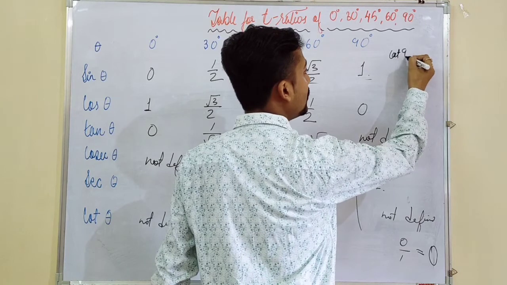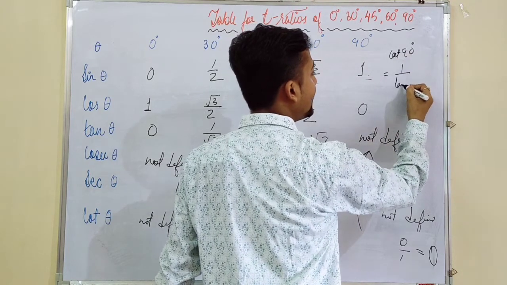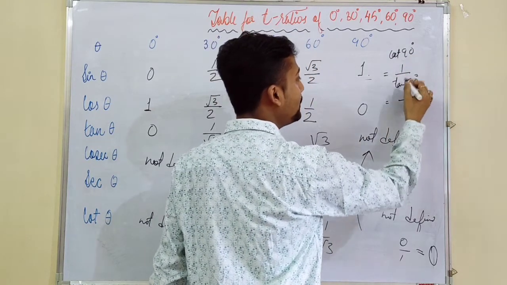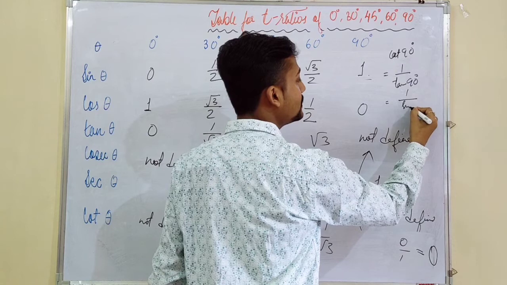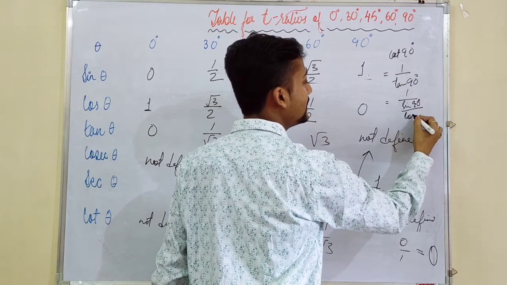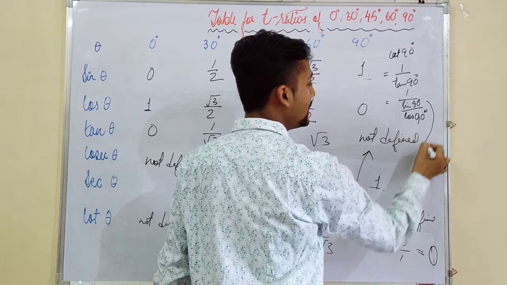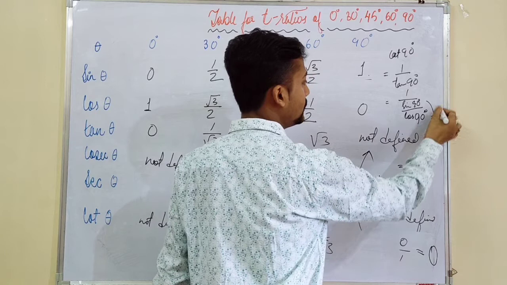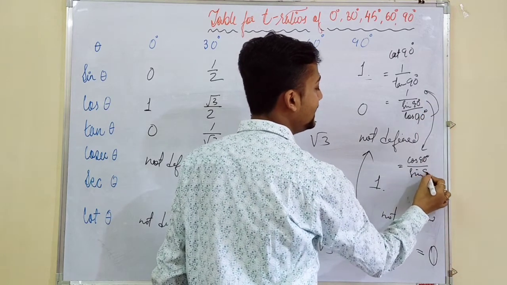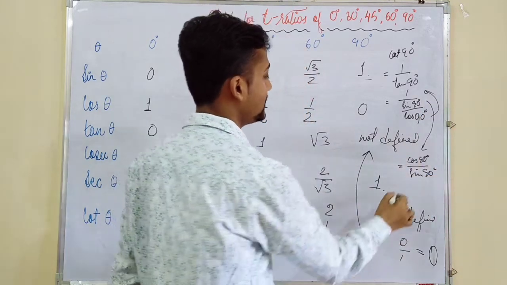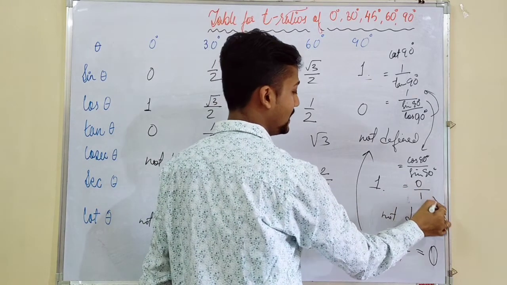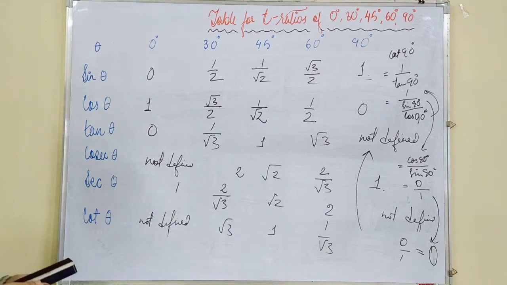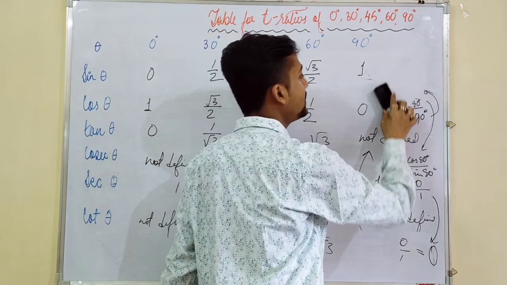Cot 90 is equal to 1 by tan 90. Okay, that means cot theta is equal to 1 by tan theta. Now 1 by tan theta, tan theta is equal to sin theta by cos theta, that means sin 90 by cos 90. Okay, now see, I am doing it here. It will become cos 90 going up and sin 90 degree below. Okay, cos 90 is equal to 0, sin 90 is equal to 1, hence equal to 0. Okay, so I am rubbing this particular part.